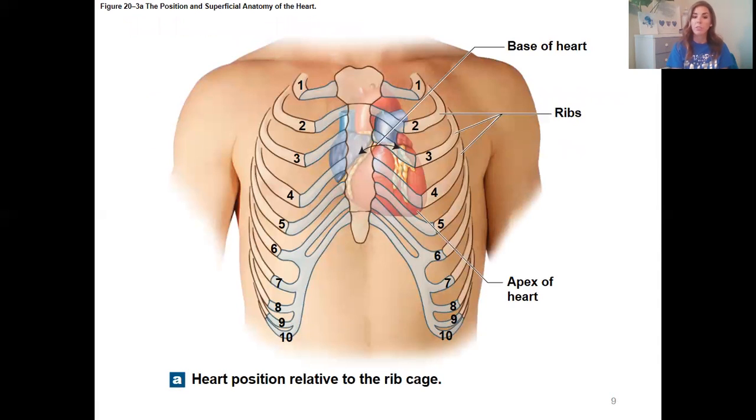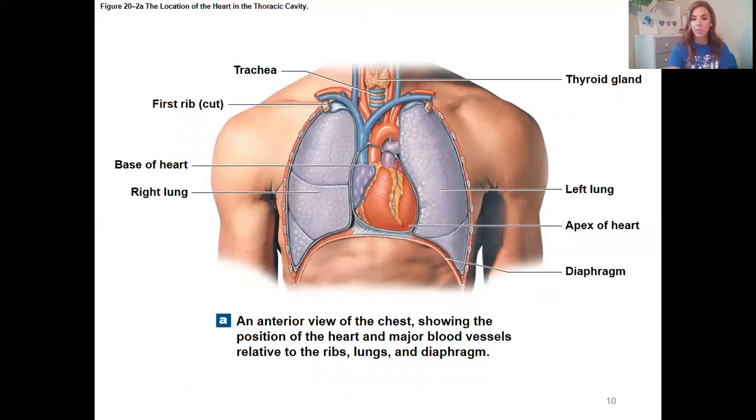Here's a picture of it so that you can see where the base is according to the ribs, and then where the apex is according to the ribs as well. Looking at it in the mediastinum, what you can see here is that it's going to be superior to the diaphragm and deep to the sternum. So right here behind this sternal bone, you will have your heart.